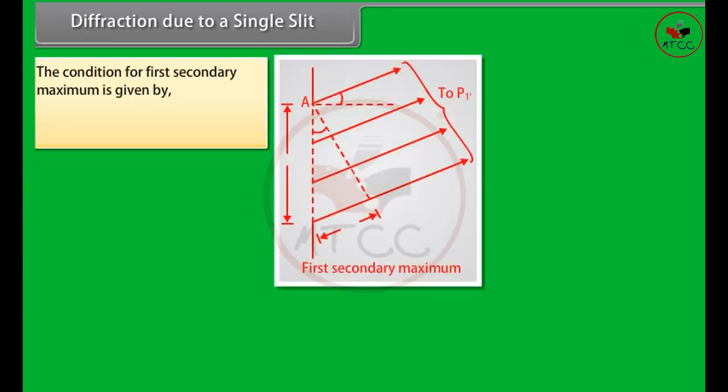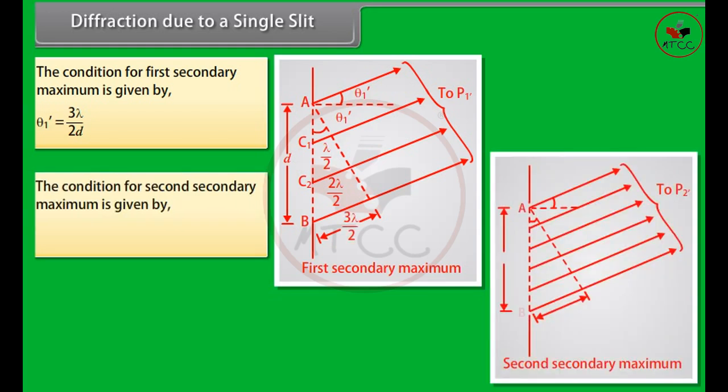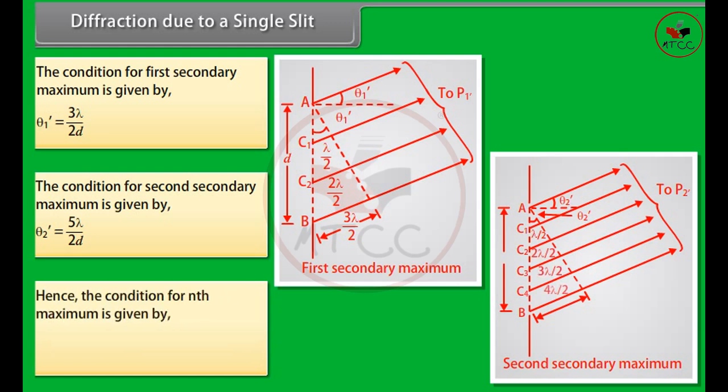The condition for first secondary maximum is given at angle theta equals 3 lambda upon 2d. The condition for second secondary maximum is given at an angle theta equals 5 lambda upon 2d. Hence, the condition for nth maximum is given at an angle theta equals (2n plus 1) lambda upon 2d.